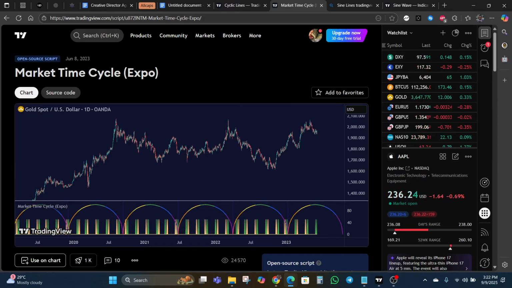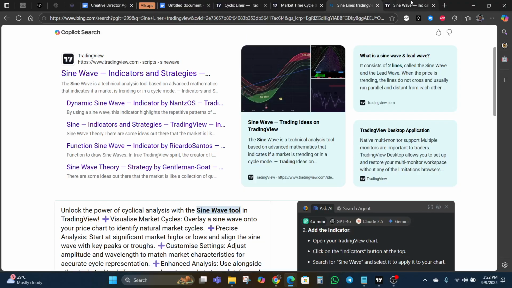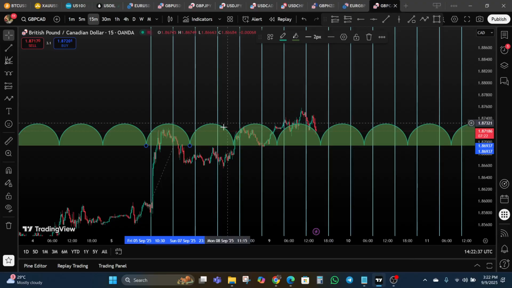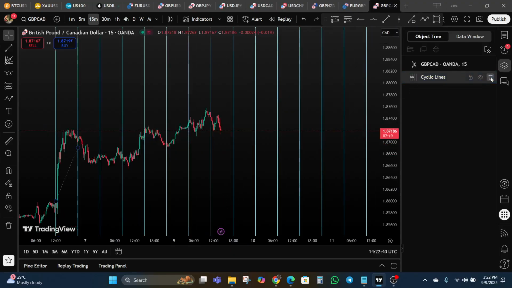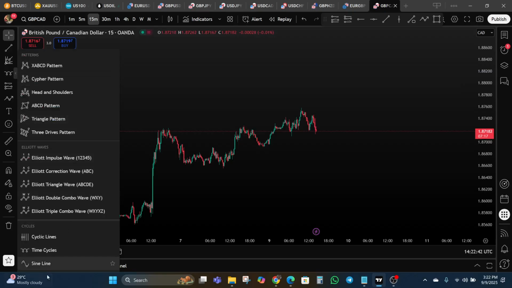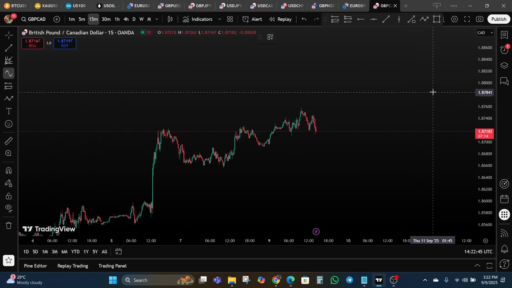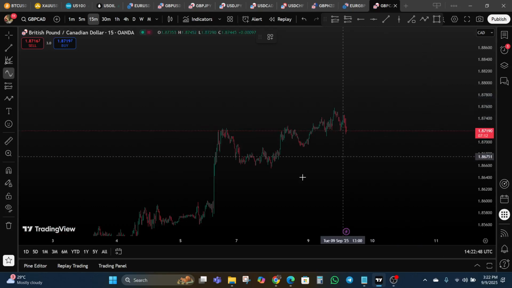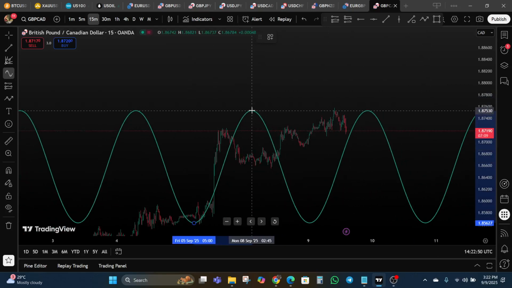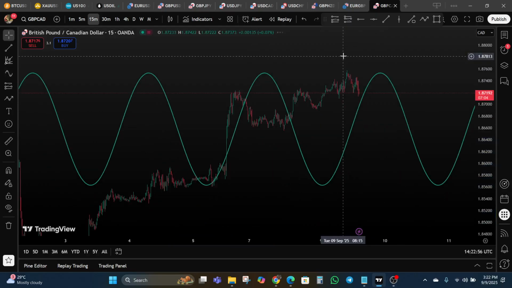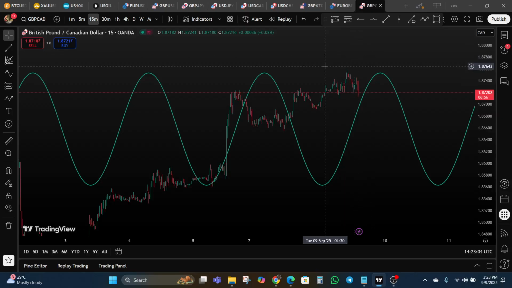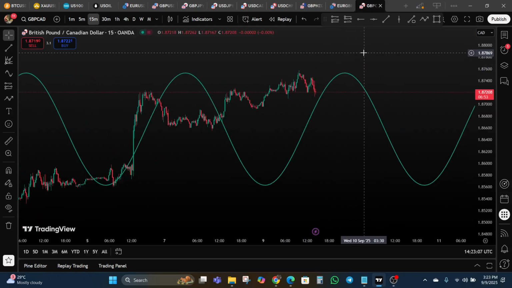Okay. Now we talk about sine lines. We're going to be talking about sine lines right now. Okay. Now, sine lines work well in trending or ranging environments. It helps traders identify areas of overextension or potential turning points. Combining sine lines with price action improves clarity when predicting short-term trend shifts.